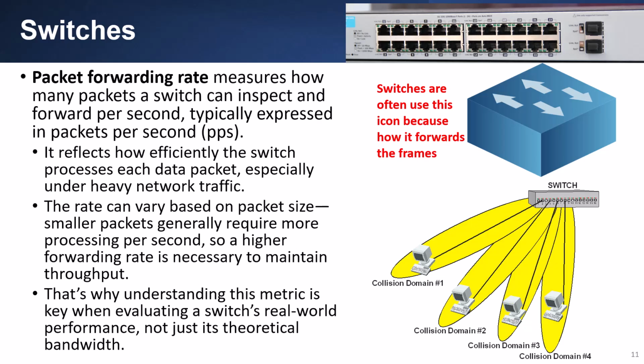Packet forwarding rate measures how many packets a switch can inspect and forward per second, typically expressed in packets per second. It reflects how efficiently the switch processes each data packet, especially under heavy network traffic. The rate can vary based on packet size. Smaller packets generally require more processing per second, so a higher forwarding rate is necessary to maintain throughput. That's why understanding this metric is key when evaluating a switch's real-world performance, not just its theoretical bandwidth.